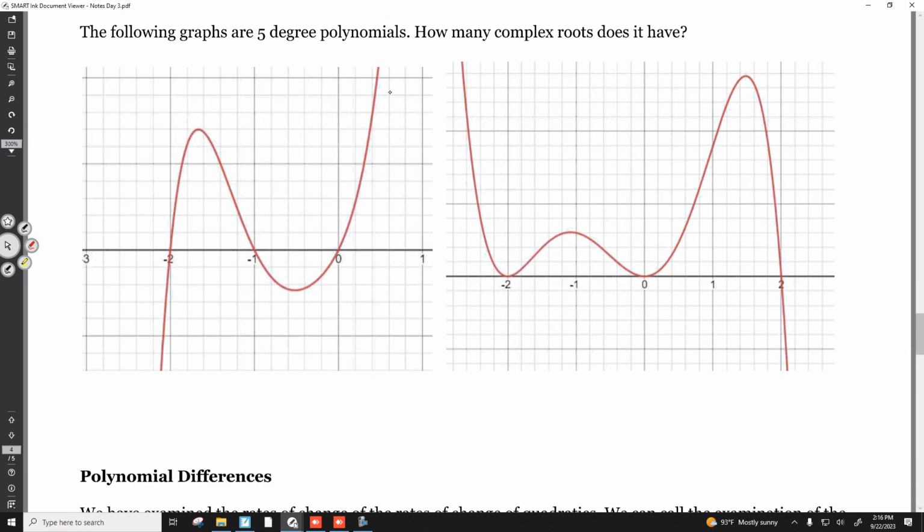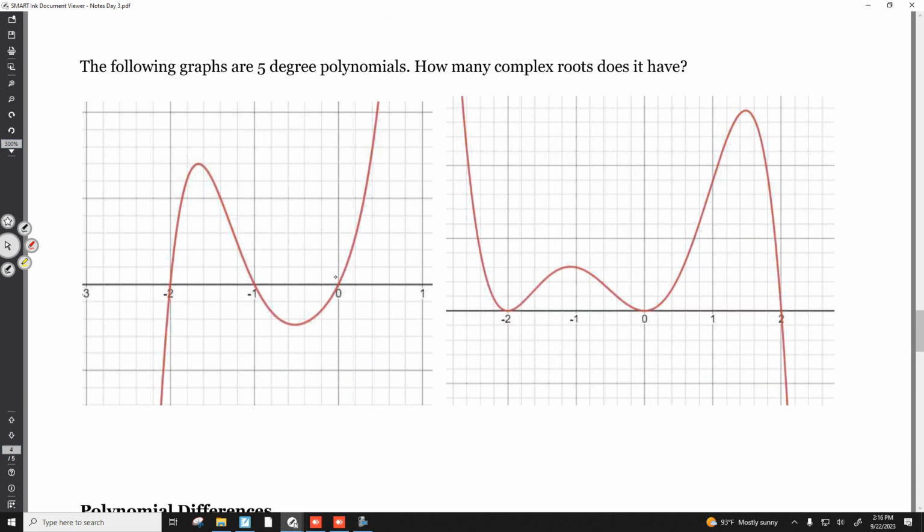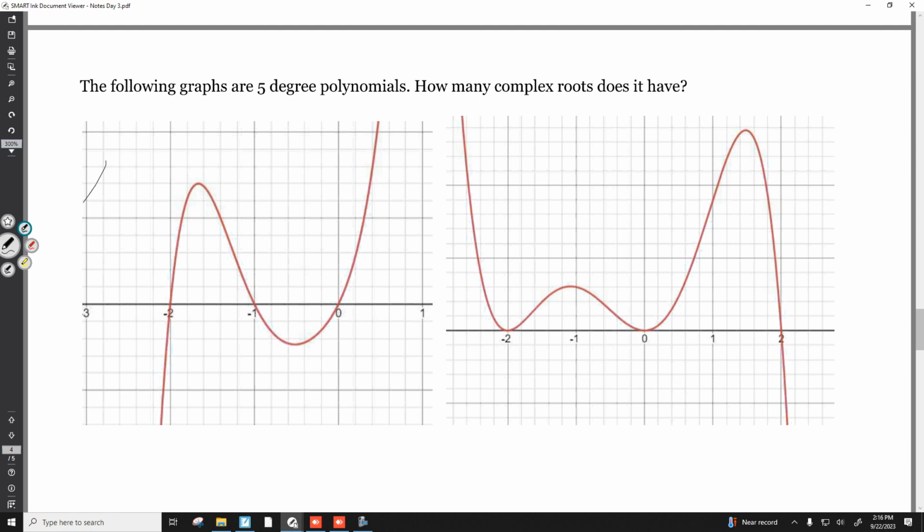The next 2 questions tell you what the polynomial's degree is. This is an x to the 5th degree. This is an x to the 5th degree. But the question is, how many complex roots does it have? Tell your neighbors. Go.